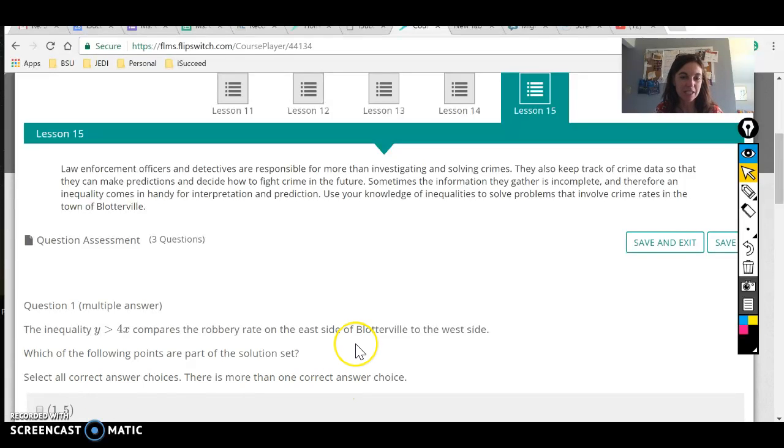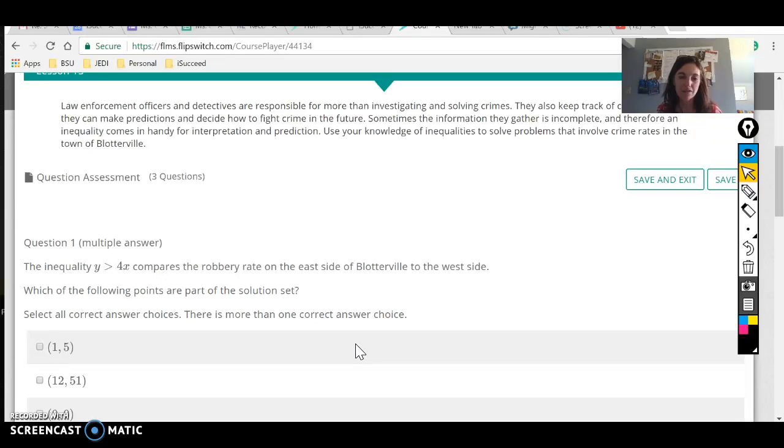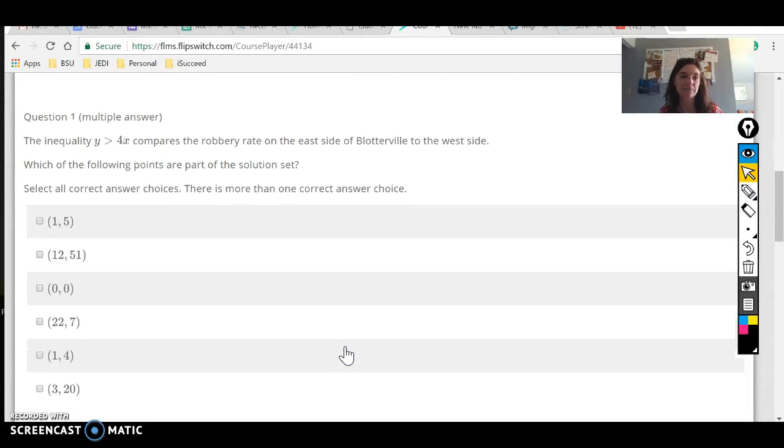So the first question is, the inequality y is greater than 4x compares the robbery rate on the east side of Blotterville to the west side. Which of the following points are part of the solution set? Okay, so these are pretty easy. All we need to do is just put these in and see if they work.